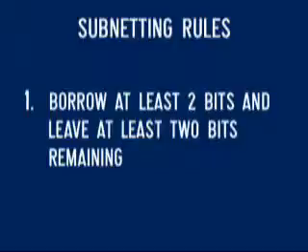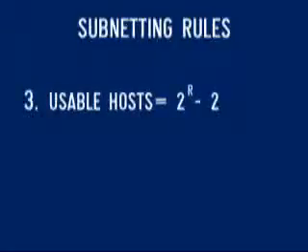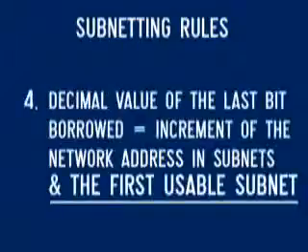The first rule of subnetting tells us that we have to borrow at least 2 bits and that we have to leave at least 2 bits for the host portion of the address. The second rule of subnetting tells us that if we raise 2 to the power of the number of bits borrowed and then subtract 2, this gives us the number of usable subnets. The third rule of subnetting tells us that 2 to the power of the number of bits remaining, minus 2, gives us the number of usable hosts per subnet. And the fourth rule of subnetting tells us that the decimal value of the last bit borrowed gives us the increment of the network address in our subnets and the network address of the first usable subnet.